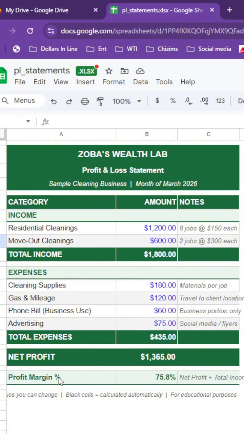Now, depending on what software you're using, some reports will give you this extra to tell you your profit margin, but it's optional. The most important thing is you have an idea of whether your business has made a profit or a loss for that given month.